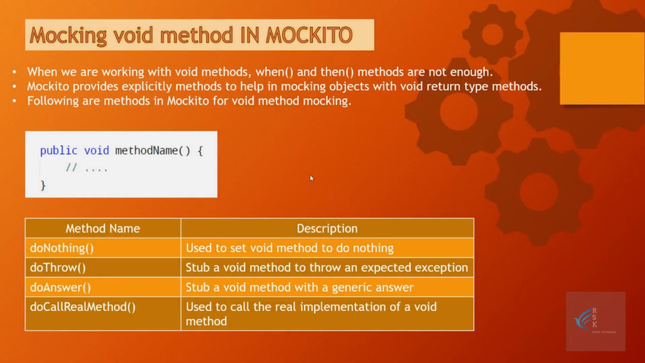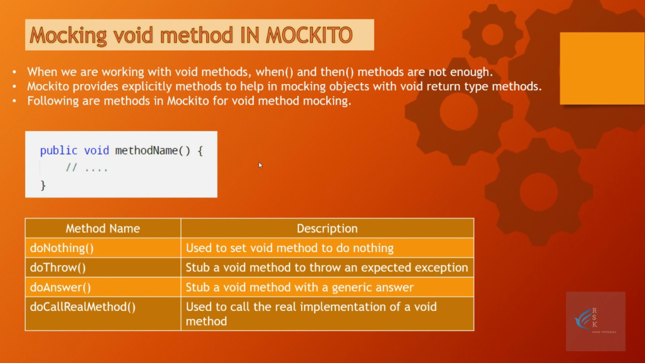In this video, we are learning how to run unit tests of a void method. A void method has a signature of public void method name. Its return type is void. When we are working with void methods, when and then methods are not enough. Mockito provides explicit methods to help with mock objects that have a void return type method.